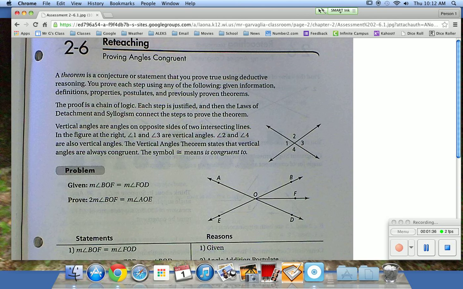Vertical angles are angles on opposite sides of two intersecting lines. We know that, right? We know what a vertical angle is, right? We've had that definition before. What's a vertical angle? Amber? What's a vertical angle? Two lines cross. It's the angles that are opposite each other. Okay, so we know that to be true.